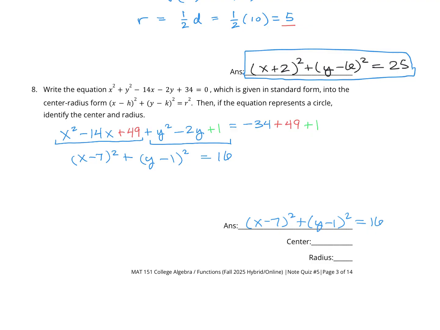The center we know is going to be 7 and 1. Actually, it's going to be, let's see here. No, they're both minus, aren't they? Yeah, so 7 and 1. And the radius is going to be 4, the square root of the 16. So that is our equation taken from a multiplied out expanded form into the standard form. All right, so now let's move on to the next page.